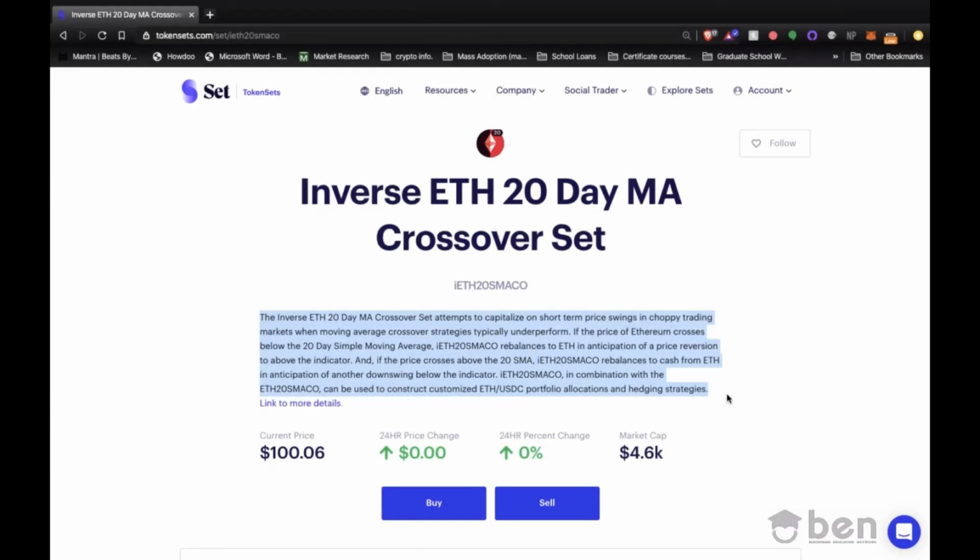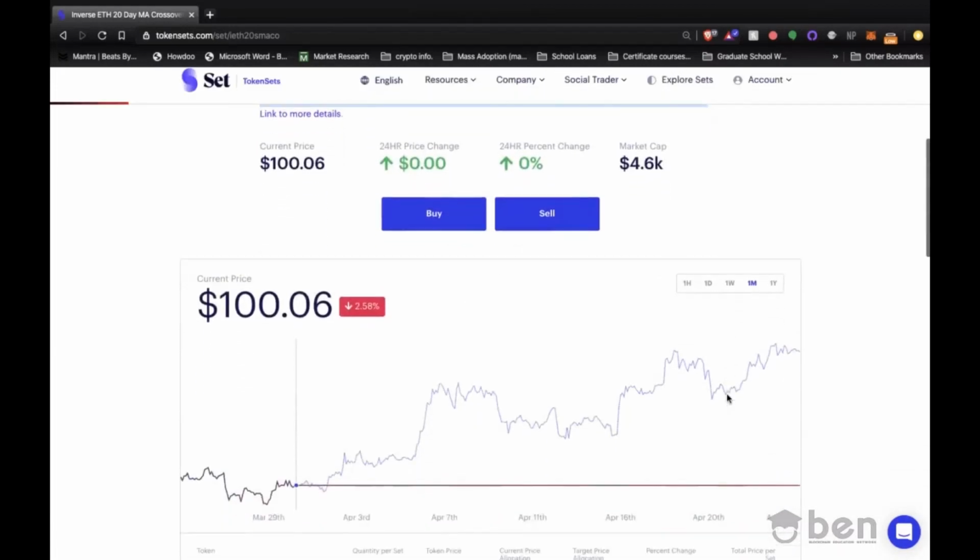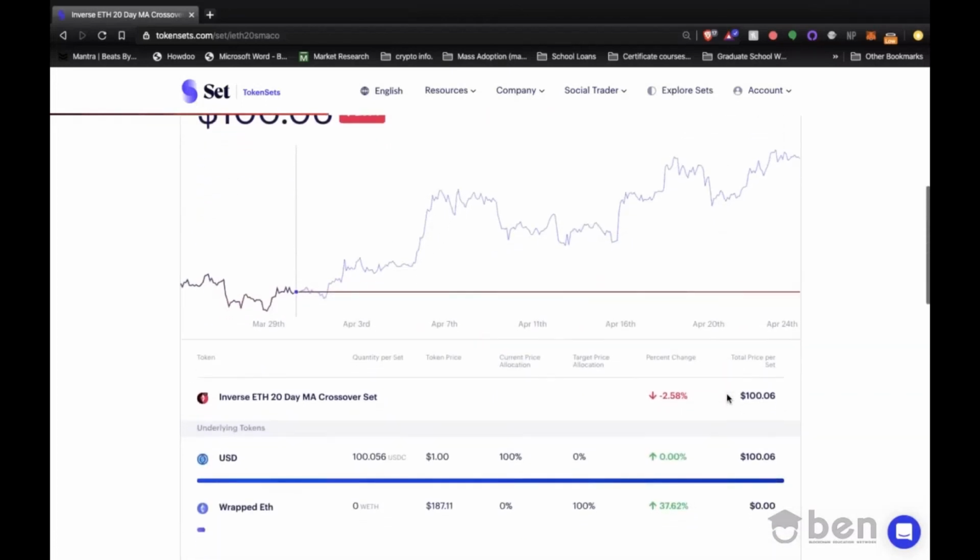So in other words, what this is suggesting is if ETH underperforms and goes below the 20-day simple moving average, it will remain in ETH and start appreciating in value because it's the inverse. But once it goes above the 20-day moving average, it will then reallocate the funds and move it to USDC coin, right?